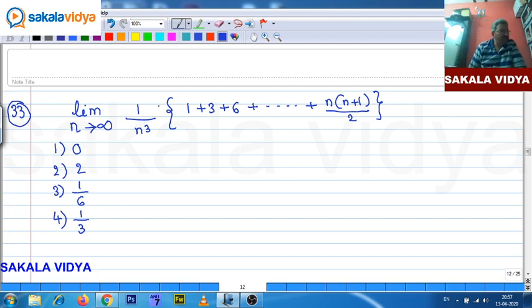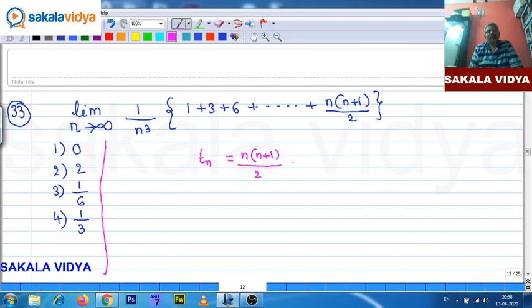So, this is the question. Limit n tends to infinity, 1 by n cube times (1 plus 3 plus 6 plus and so on, up to n(n+1)/2). Here the nth term is given, and we need the sum of the n terms. Suppose the nth term is Tn equals n into (n plus 1) by 2.